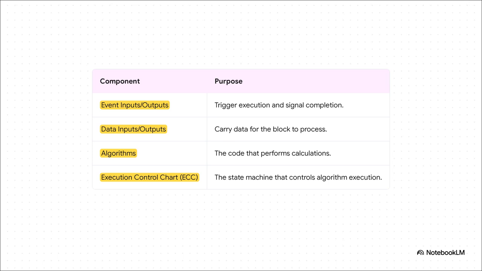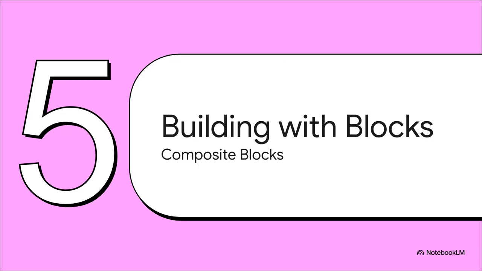But the true secret sauce, the conductor of the whole orchestra, is something called the Execution Control Chart, or ECC. Think of it as the block's tiny brain. It's a little state machine that just waits for an event, looks at what state it's currently in, and then decides exactly which algorithm to fire off. It's the coordinator.